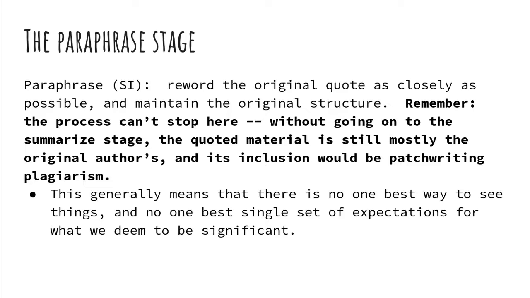We can't stop here. If we stop here in the process without going on to the summarize stage, the quoted material is still mostly the original author's, and its inclusion would be patch writing plagiarism. We don't want that. It's kind of a gray area. Really, the thing that saves this from being plagiarism is if we go through the whole process. And as long as we've got that summary at the end, it becomes clear that this was just a stepping stone or a kind of a middle point.